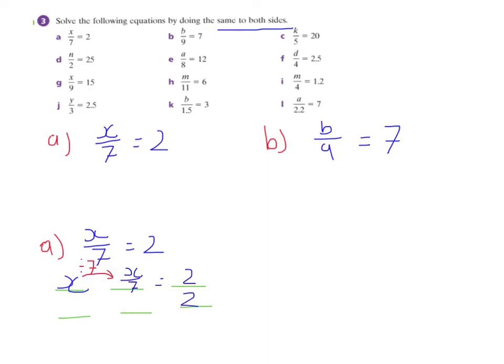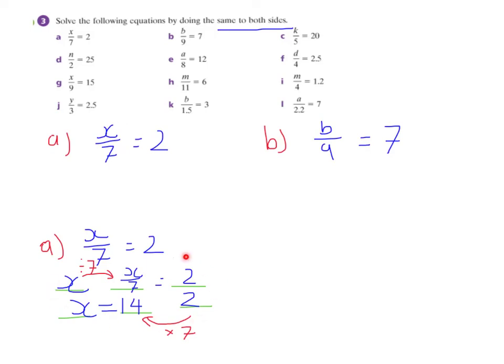Now I write my answer down. Now I do my backtracking. So what was my backtracking? It was a divide by 7 here, so my backtracking is going to be a times 7. So now 2 times 7 is 14. So x equals 14. So now I'm going to do it up here.